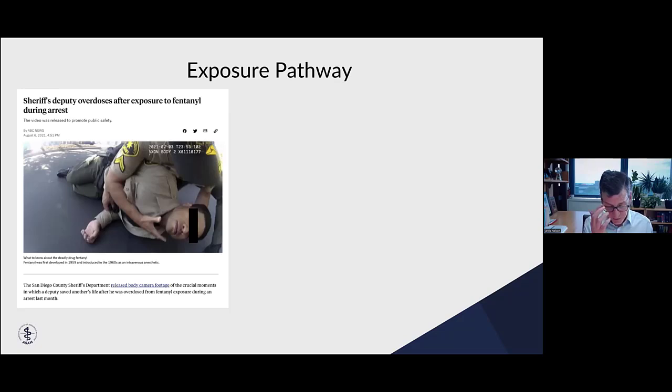The implication is that the officer opens up the trunk or the car door and somehow breathes in or is exposed dermally to enough fentanyl to lead to a life-threatening response, and that just can't occur, right?